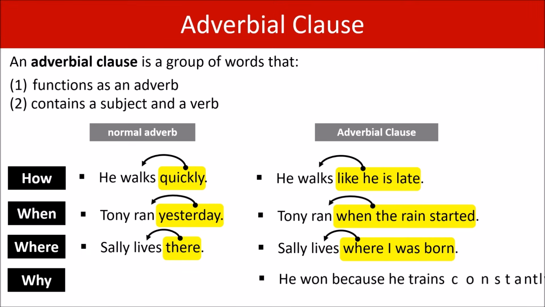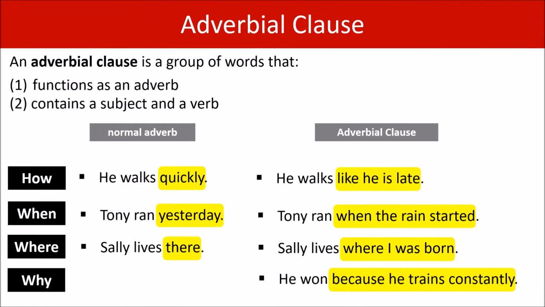Now we can do a why one. He won because he trains constantly. Because he trains constantly is an adverbial clause. It modifies won and tells us why. Let's get rid of those arrows. Let's look at the adverbial clauses. Let's go to the top one. In this clause, he is the subject and is the verb. In the next one, the rain is the subject and started is the verb. In the next one, I is the subject and was is the verb. In the next one, he is the subject and trains is the verb.